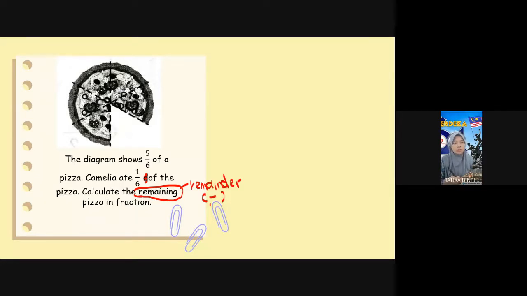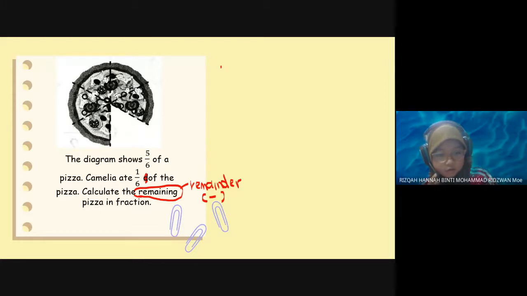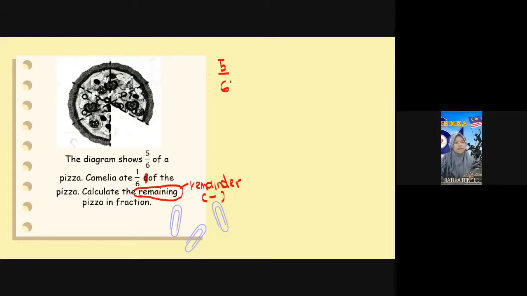Okay, so now you know the operation is subtraction. So how to solve? Can you please write down? Can you please tell me what is the number sentence? What minus what? 5/6 minus 1/6. Yes, 5/6 minus 1/6 is equal to, this is the answer we need to find out lah.